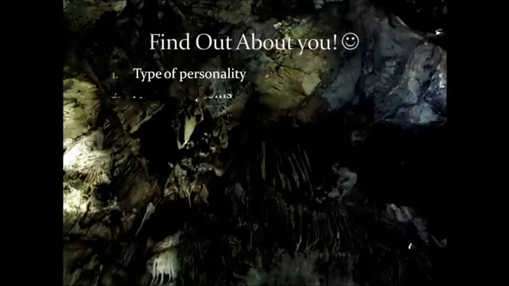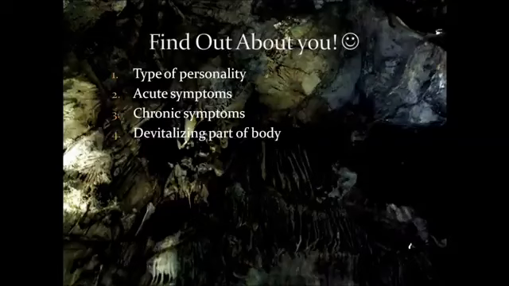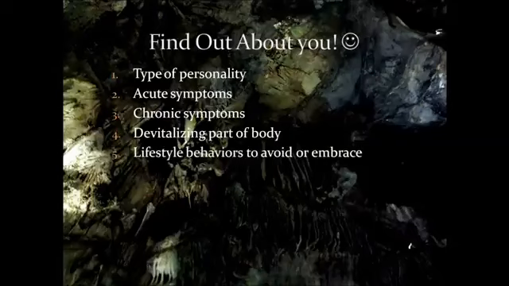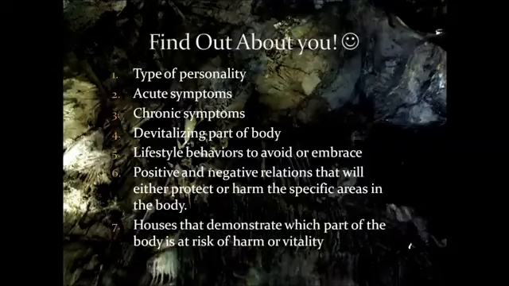This is what I will show you, in order, if you decide to work together. The type of patient that you may be, type of personality, acute symptoms, location, chronic problems, devitalizing part of the body, lifestyle recommendations to avoid or embrace, positive and negative relations that will either protect or harm the specific areas in the body, and what in astrology they call houses, which show which part of the body is at risk of harm or even vitality. So which part of the body could be a strength also.